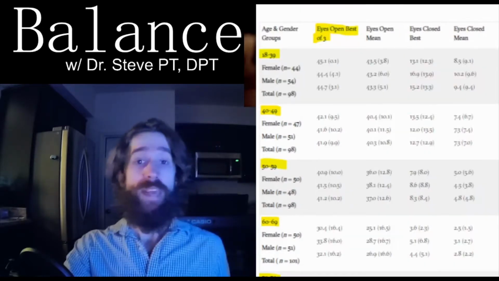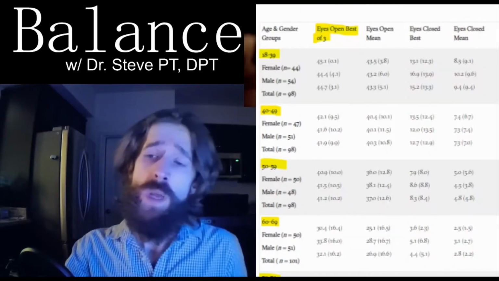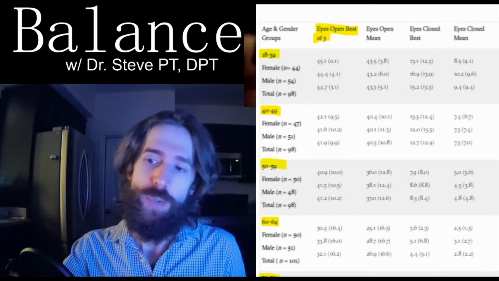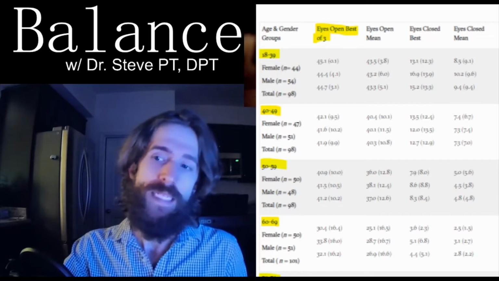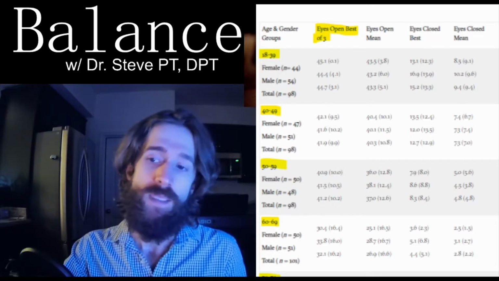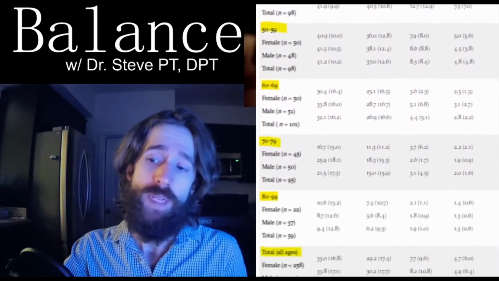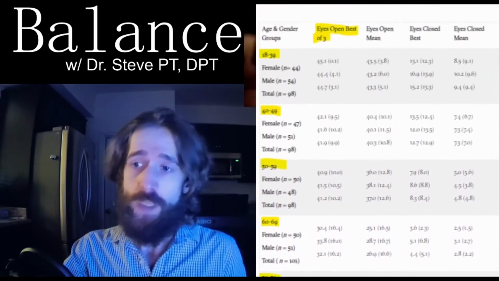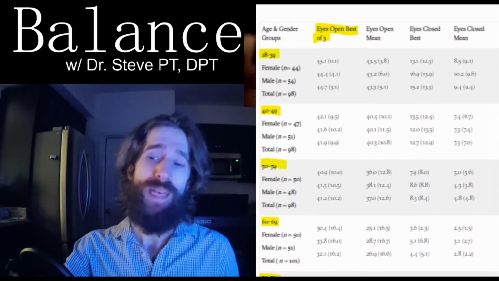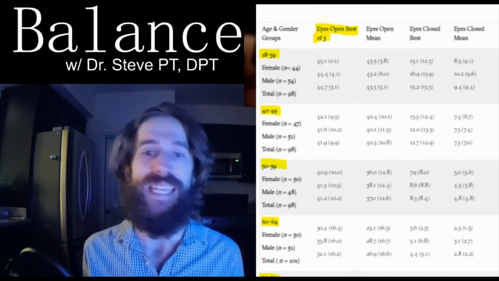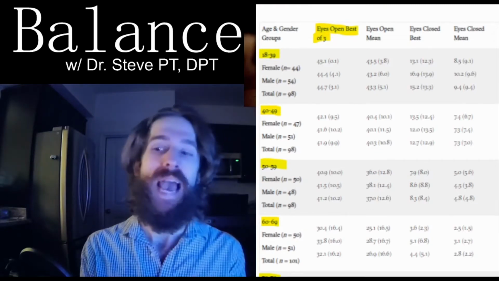So now with that said, I'm going to bring in an image here that's going to talk a little bit about the data. And so really I'm paying attention. I've highlighted some of these. I'm paying attention to the ages. You see that 18 to 39, 40 to 49, 50 to 59, 60 to 69. It continues, 70 to 79, 80 to 89, and then a total. What I'm really looking at here, I highlighted eyes open, best of 3 attempts. That's best of 3 trials of this standing on one leg and counting the seconds here.